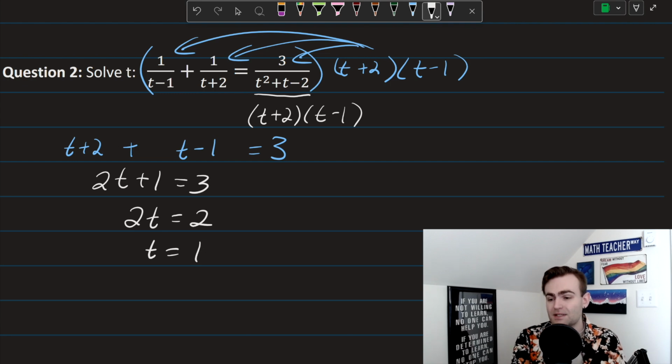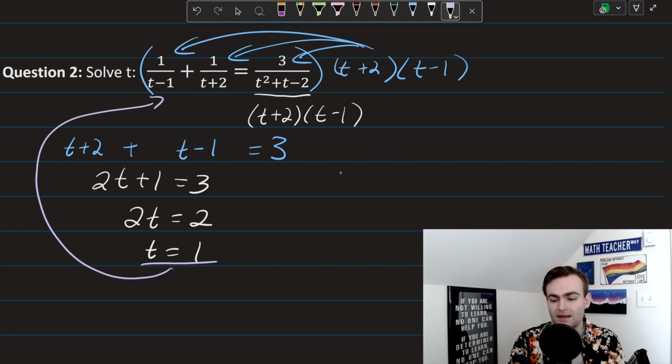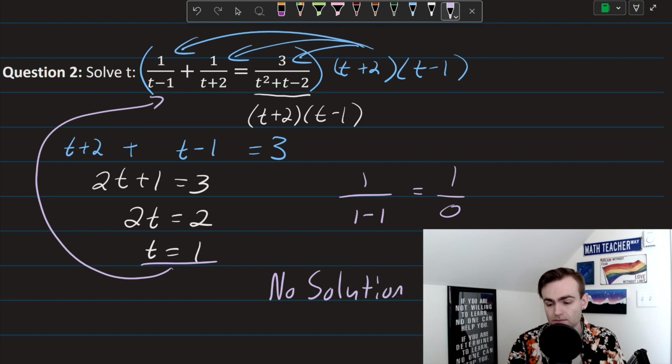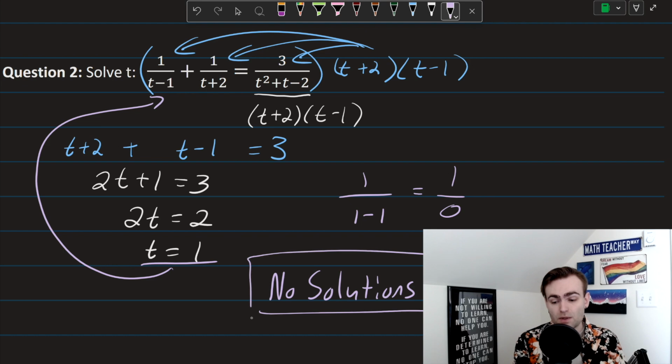Now, I notice that this does not work in this fraction. If I plug it in, I get 1 over 1 minus 1, I get 1 over 0, and we're not allowed to divide by 0. That was the only solution that we found algebraically, so that means that this has no solutions. So be careful. Sometimes you have many solutions, sometimes you have one solution, sometimes you have no solutions. You just have to check whatever you get algebraically that you're not dividing by 0 in this case.